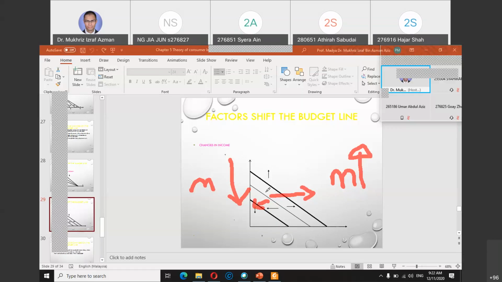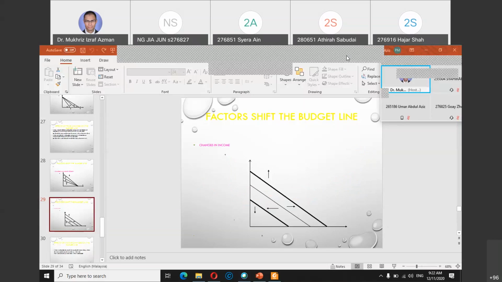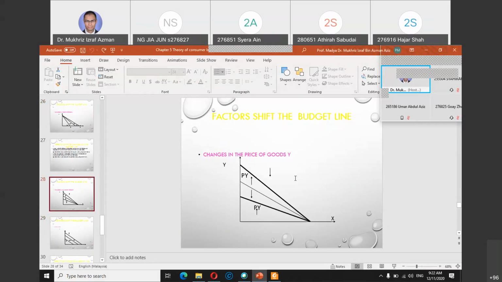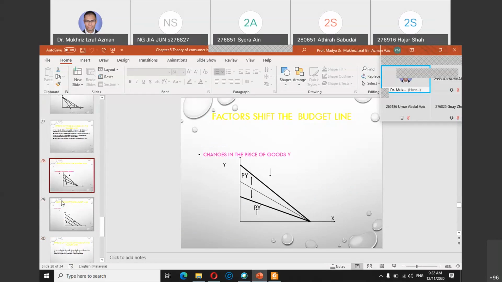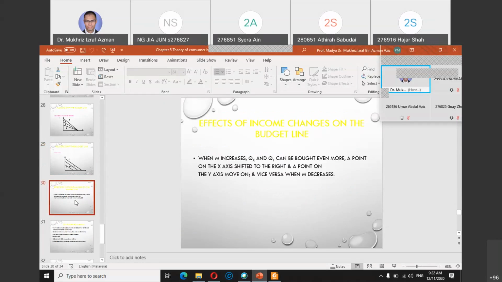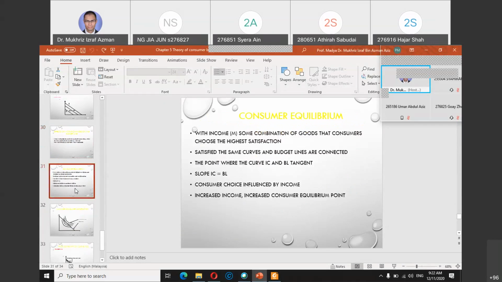Okay, and the shift upwards is when income increases. The shift to the left is when the income decreases, provided that Px and Py remain the same. So that is another scenario of how your budget line can shift. Now we have seen three situations: Px changes, Py remains the same; Py changes, Px remains the same; and Px, Py remain the same, but income changes. So that is what you saw just now.